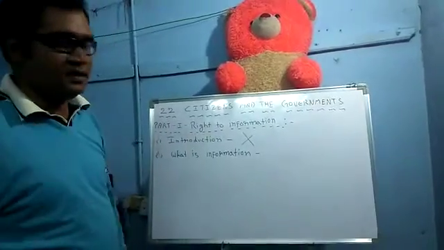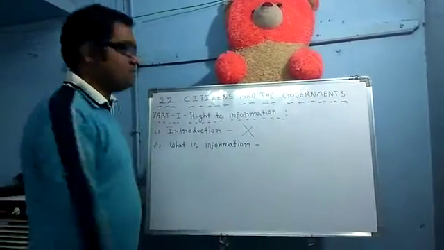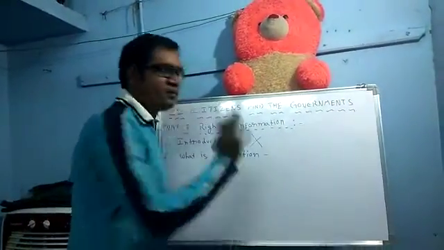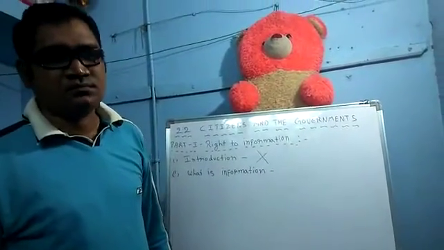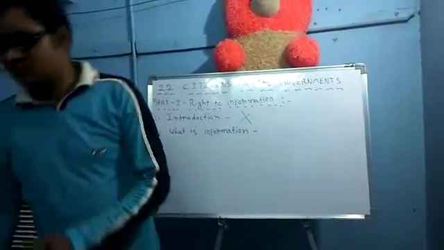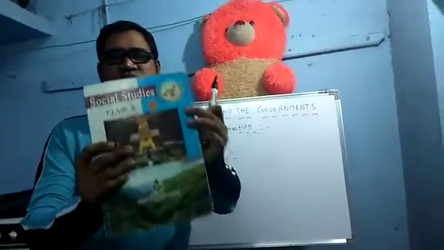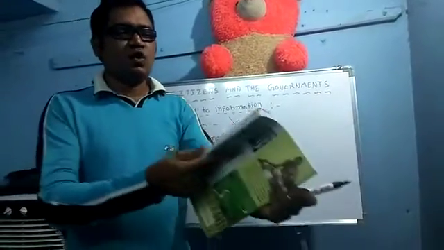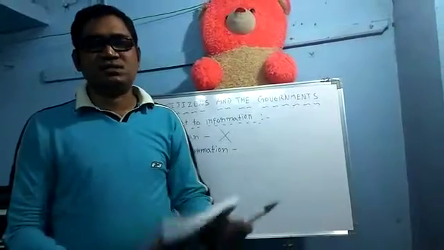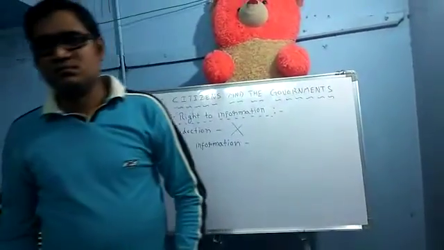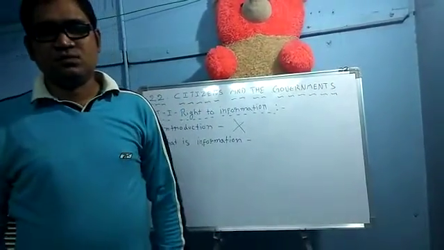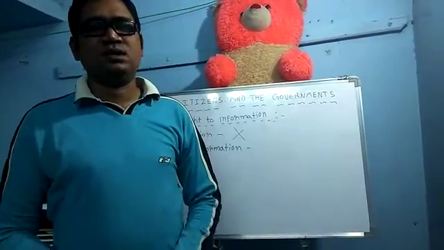Part 1 introduction completed. And the next, second subheading: What is information? Here I will give one example. This is the 10th class textbook. It has so many social lessons: history, geography, civics, economics. All the details we call social information, the social information available in the social textbook.